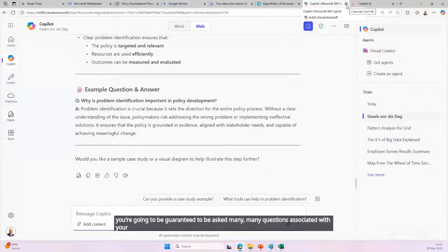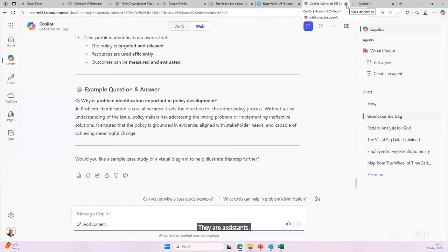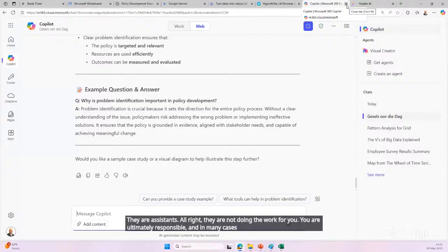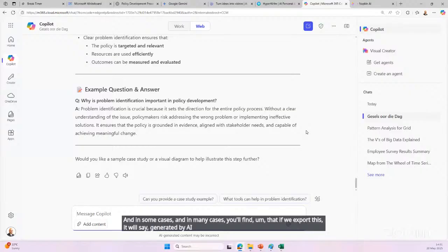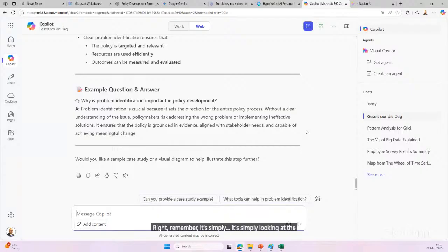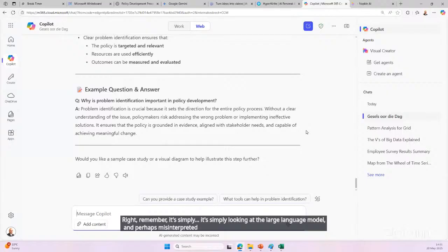These AI assistants are exactly that. They are assistants. They are not doing the work for you. You are ultimately responsible and in many cases accountable for what you present. And in many cases, you'll find that if we export this, it will say generated by AI, it might be incorrect. Remember, it's simply looking at the large language model and perhaps it misinterpreted your question and therefore gave you an answer based on this misinterpretation. So you still have to confirm everything that needs to be confirmed.